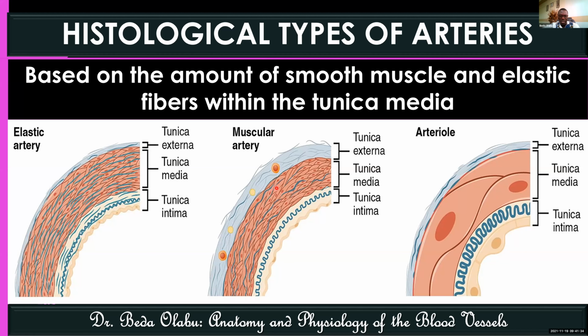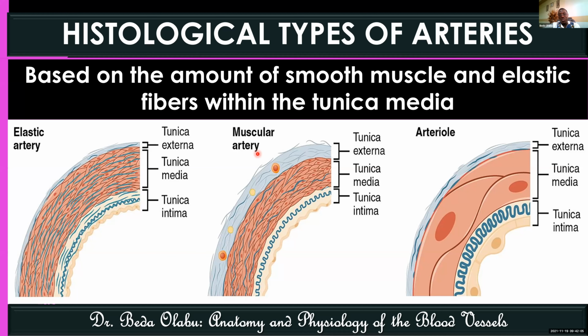I forgot to tell you examples of muscular arteries. Most arteries in the body are actually muscular arteries. So those arteries you know in the limbs, the ones in the upper limb, like brachial artery, radial artery, ulnar artery, the ones in the lower limb, femoral artery, popliteal artery, anterior tibial, posterior tibial, all those are muscular arteries.